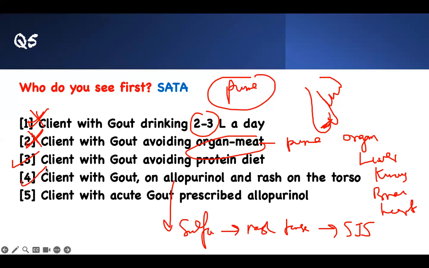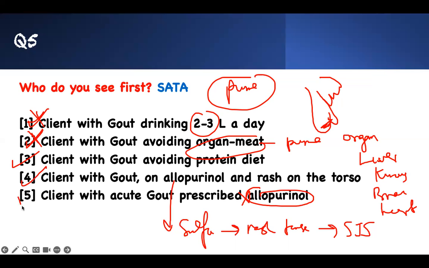Client with acute gout, prescribed allopurinol. If you have acute gout, allopurinol is used for maintenance to prevent recurrence. But if you get a recurrence, you should treat the inflammation. So we don't need allopurinol. We know NSAIDs, indomethacin, and colchicine are the ones we need for treatment.